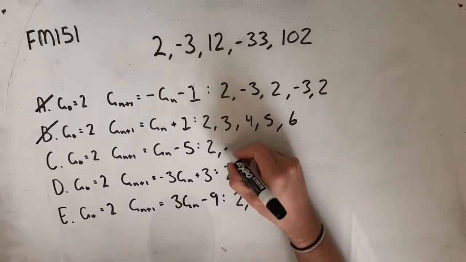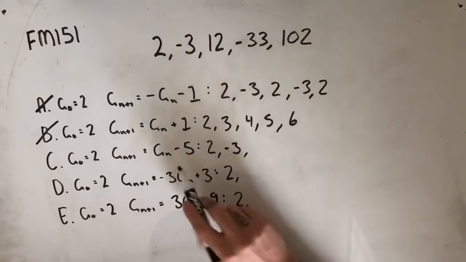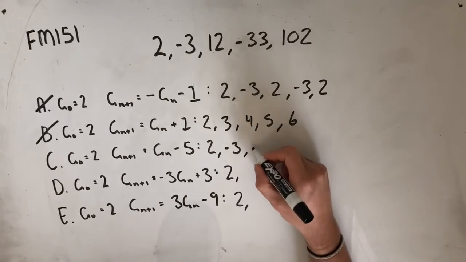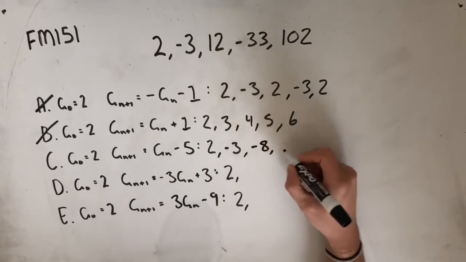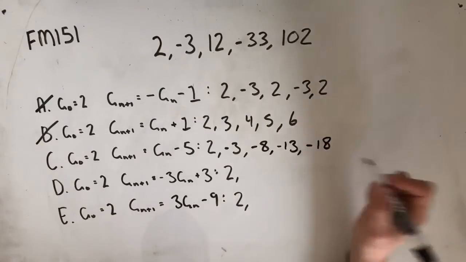Option C, to get from one term to the next term, subtract 5. So 2 becomes -3. Once again, looking promising so far, but then -3 minus 5 is going to take us to -8, and then continuing this sequence, we can see that it will not be correct.